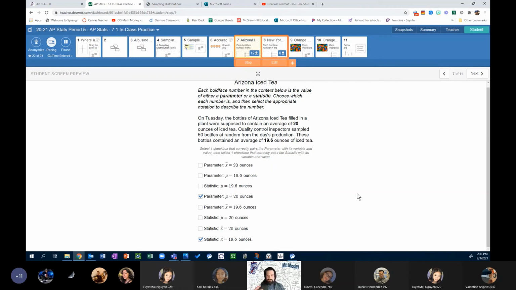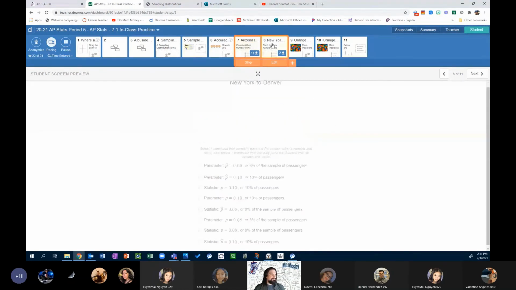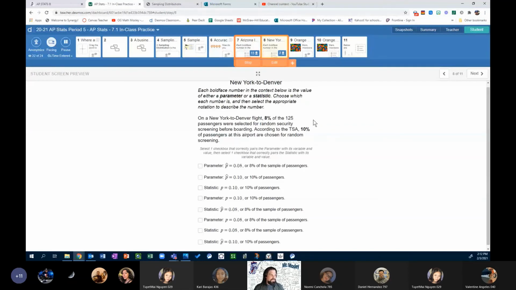We're putting the vocabulary with notation at this point. We're trying to make sure we understand how those are connected. In the next problem, New York to Denver, we have 8% and 10% as our 2 values. The 8% refers to the sample proportion. That is a statistic, and that will be with the notation p hat because we're talking about a proportion. P like probability, proportion, p hat, and that statistic p hat equals 0.08 or 8% of the sample. The parameter is 10% because the actual value for the population should be 10%. So we have parameter p equals 0.10 or 10%. So those are the 2 correct checkboxes for this one.